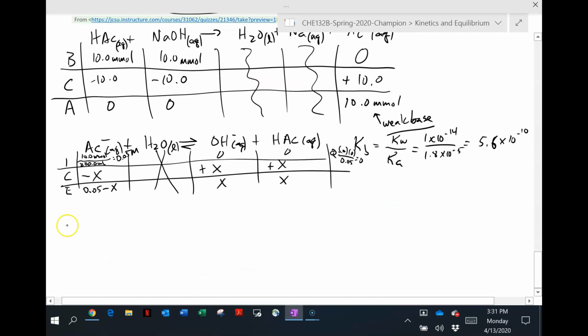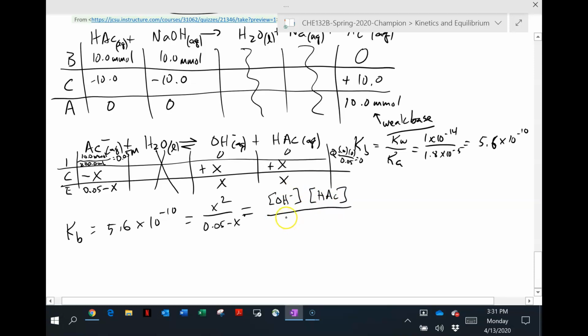Then we have to write the Kb expression. Kb, the value we calculated was 5.6 times 10 to the negative 10th. That's going to be equal to x squared over 0.05 minus x. And that comes from the hydroxide concentration at equilibrium, which is x, times the acetic acid concentration at equilibrium, which is x, over the acetate ion concentration at equilibrium, which is 0.05 minus x. So this is our little numerical equation we have to solve.